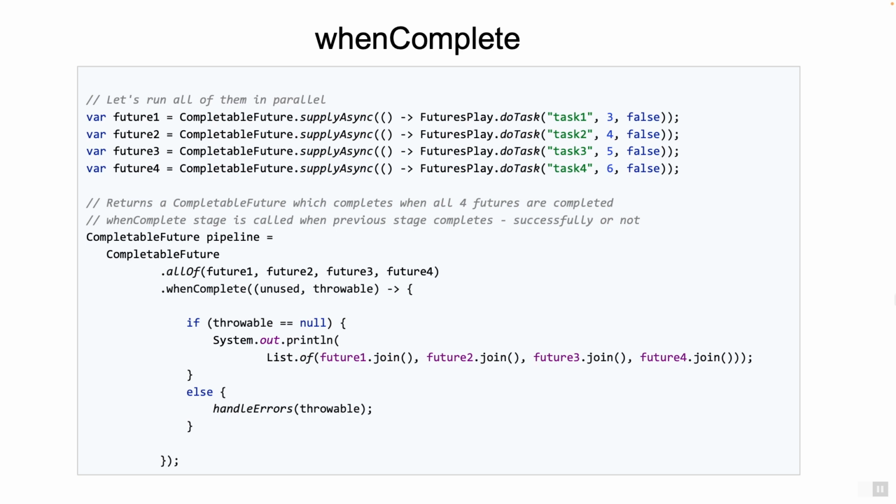This is the same example which we used for the allOf method, although I made it less verbose for space reasons. You can see where the whenComplete method is used. If the previous stage was successful or not, this stage will always be triggered. If successful, the throwable variable passed will be null. In our code, we simply check the throwable variable. If it is null, then you just print all of the future responses. If it's not, then you just handle the errors.